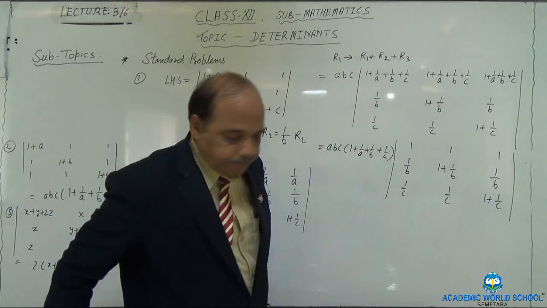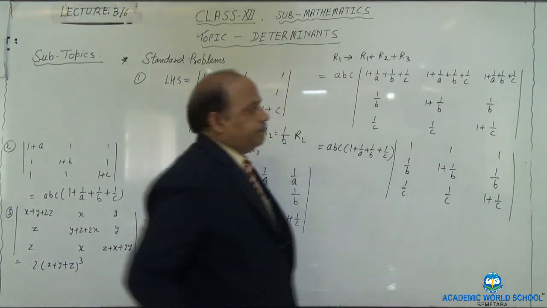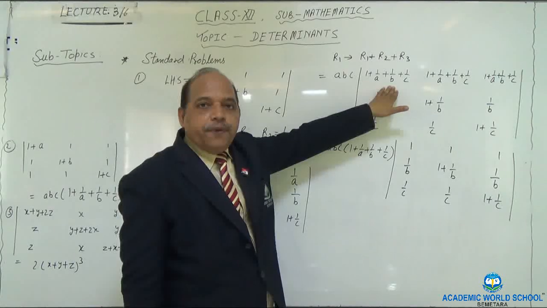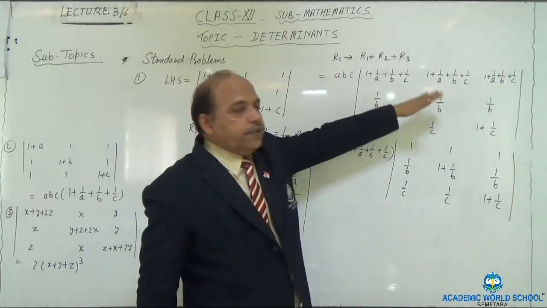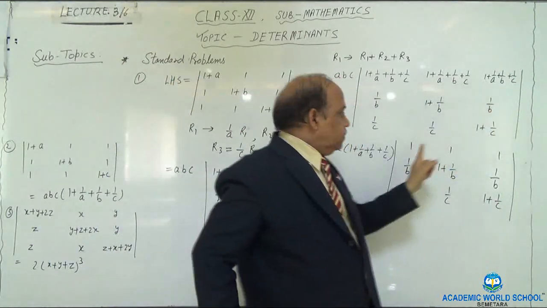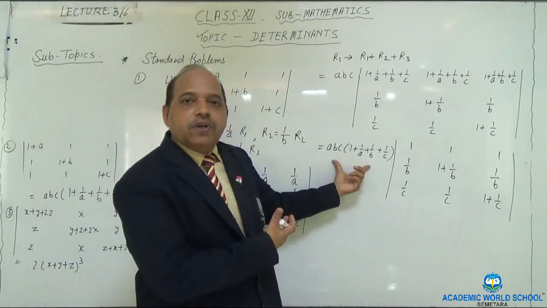Look at this. We have taken this part, 1 plus 1 upon A plus 1 upon B plus 1 upon C, common from here. If you take this common, what is left? Everywhere it will become 1. So we got 1, 1, 1. Now look at outside. This is what you have to bring.